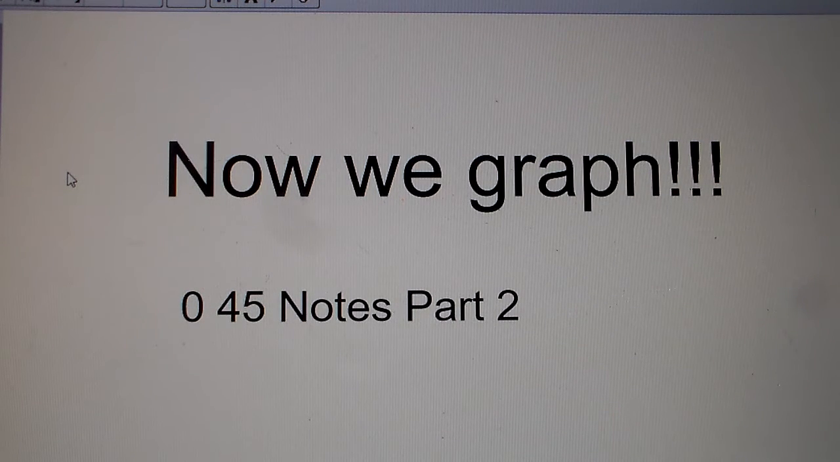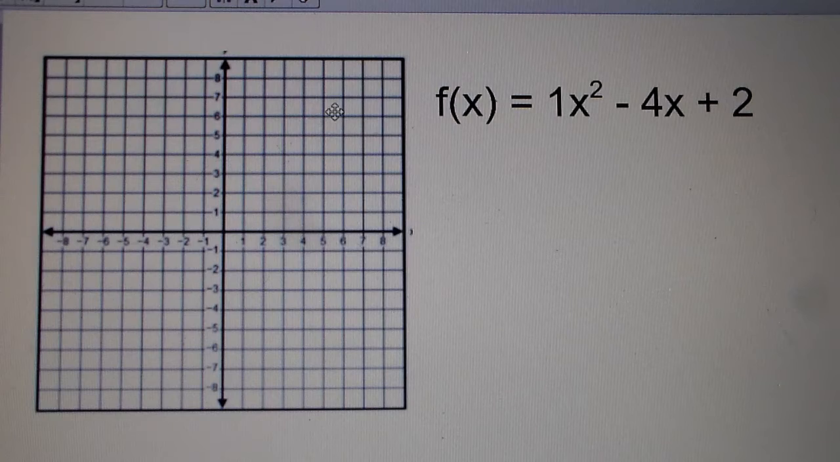Alrighty, now this is 045 Notes Part 2. We're going to start graphing some quadratic functions, and we're going to apply what we learned in Part 1 into Part 2. So I'll try to keep it as short as I can here. We're going to do 4 problems.